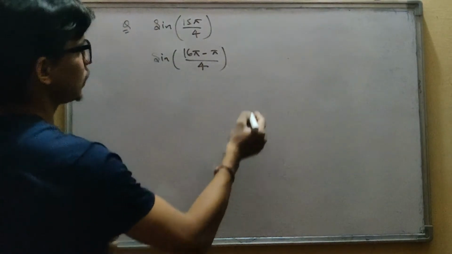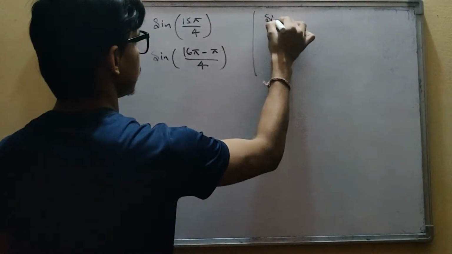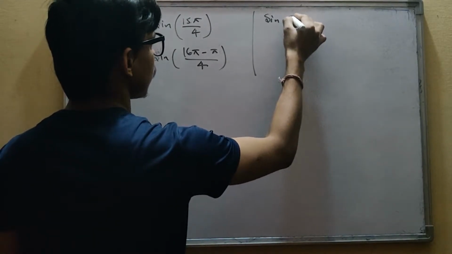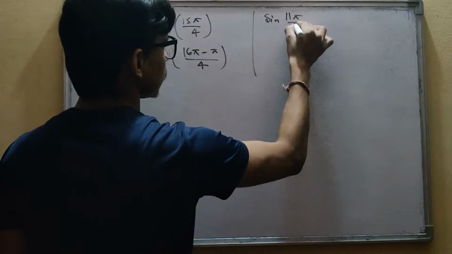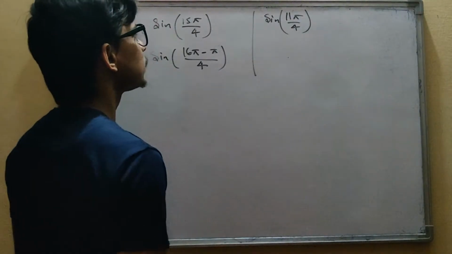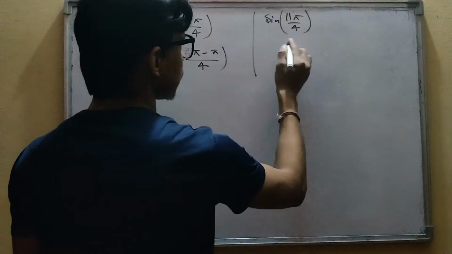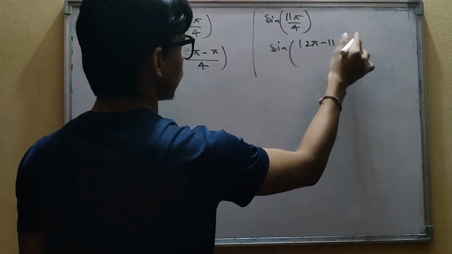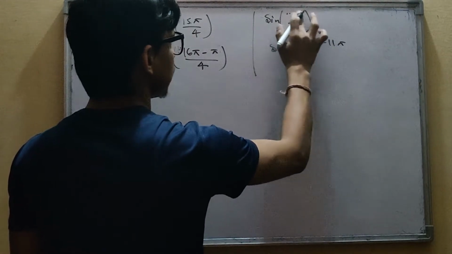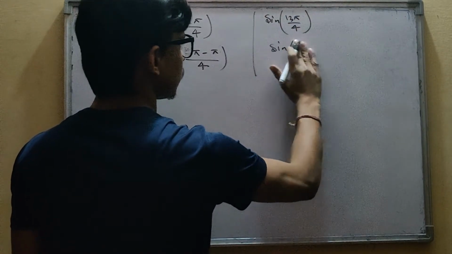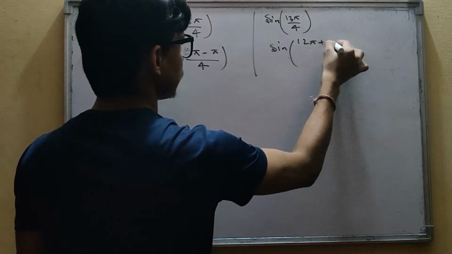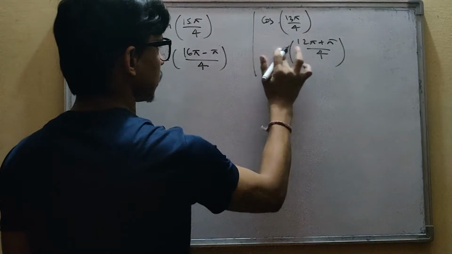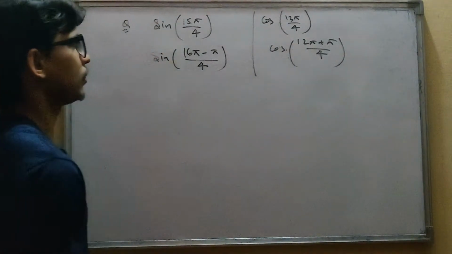Okay, and now let's make it easier. It can be like this: sine 11 pi by 4, right? In this case you have to write it like this: 12 pi minus pi, or you just write it as 12 pi plus pi by 4, or instead of sine let's take it as a cos. Let's take this cos, right? So this is how you have to do.